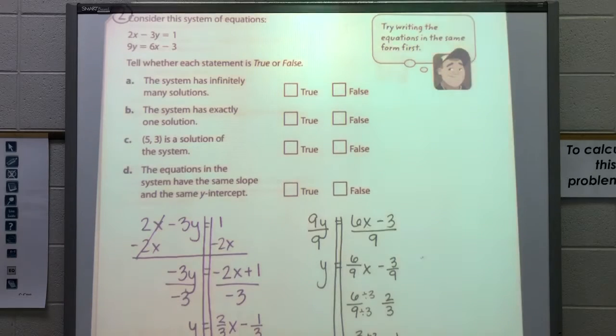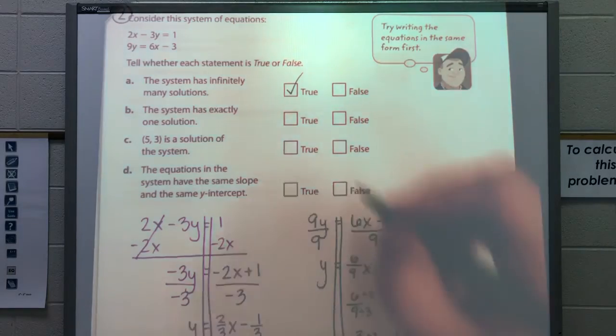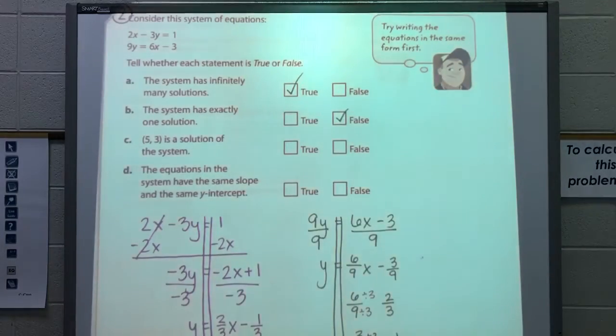And let's look at them. Let's check them off. The system has infinitely many solutions. Absolutely, yes, true. The system has exactly one solution. No, it does not. It doesn't have just one solution. It has infinite solutions. Remember, if it has one solution, the slopes are going to be different, and it's going to intersect only once.